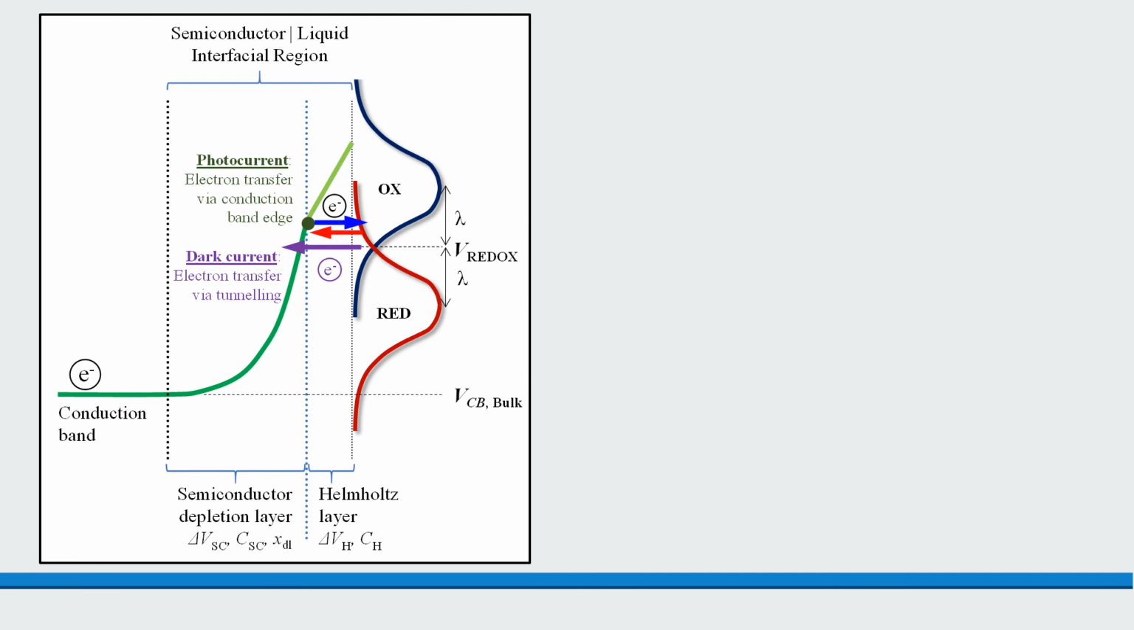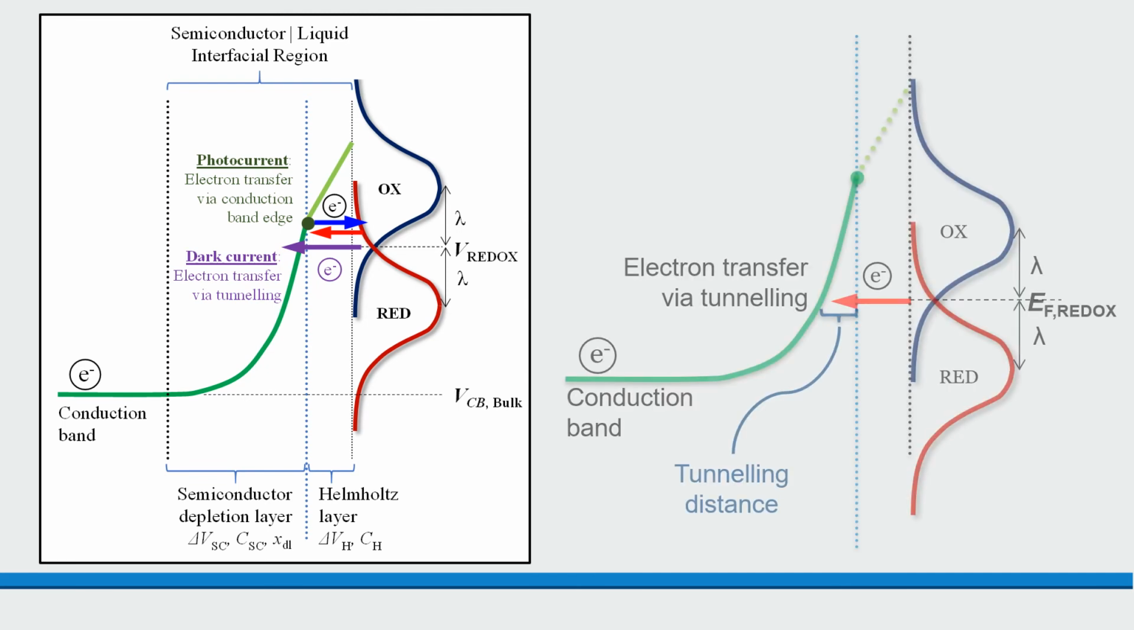Now, there has to be a set of conditions under which the tunneling is possible. So, for example, this schematic shows that the bulk of the conduction band potential is higher than the redox potential in the electrolyte, which means that the space charge layer has a finite width, and the width at the level of the redox potential is the tunneling distance for the electron.